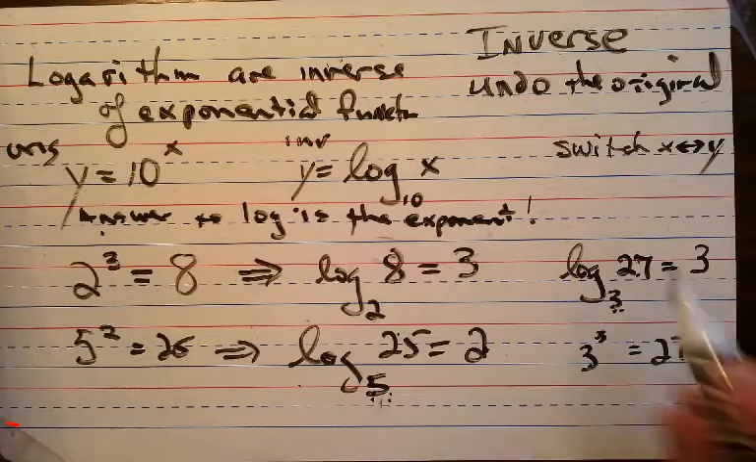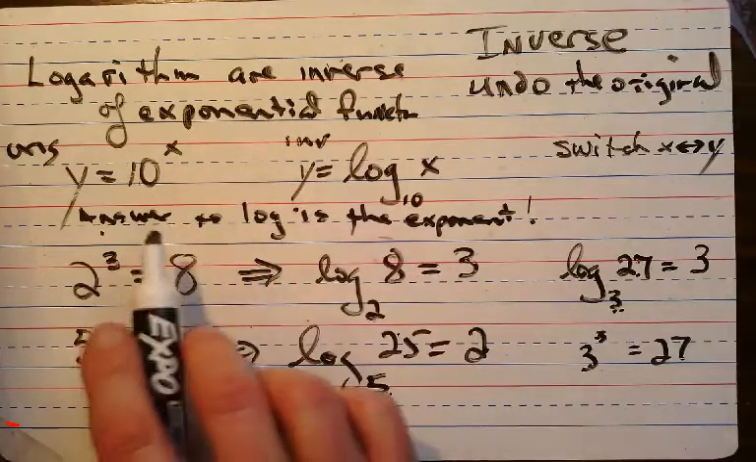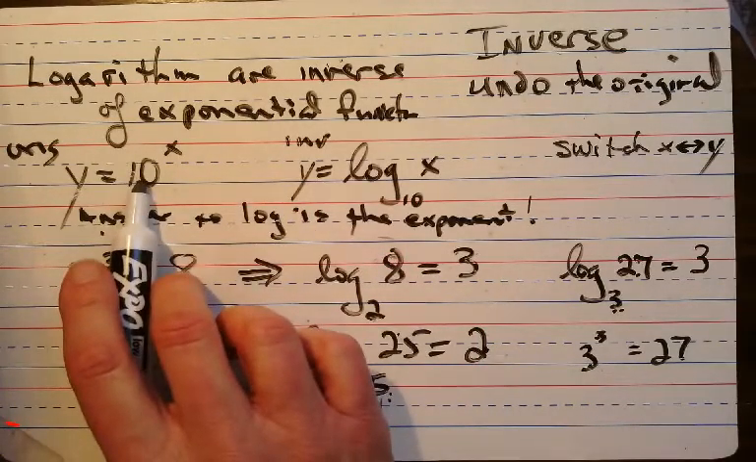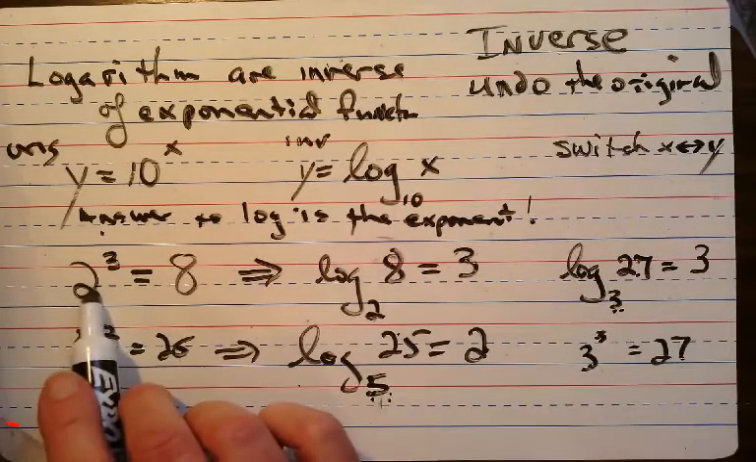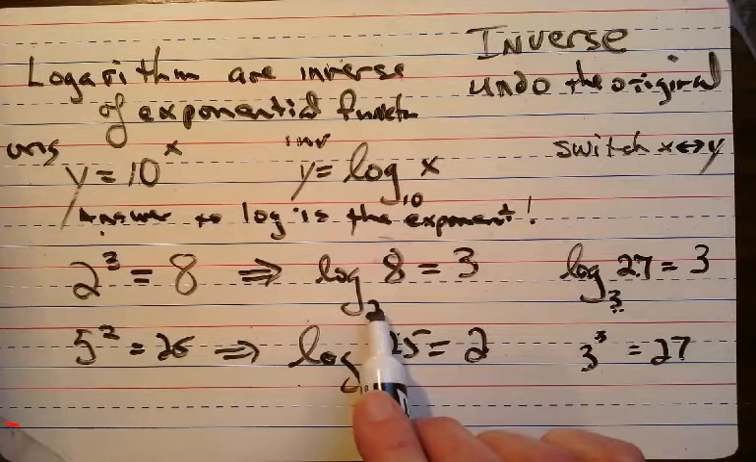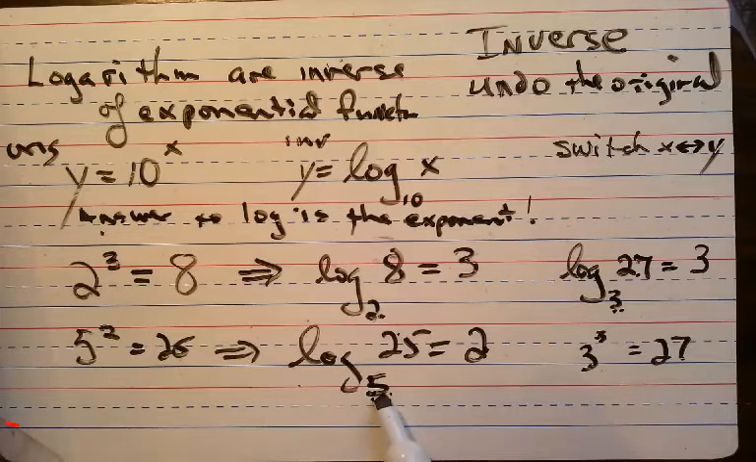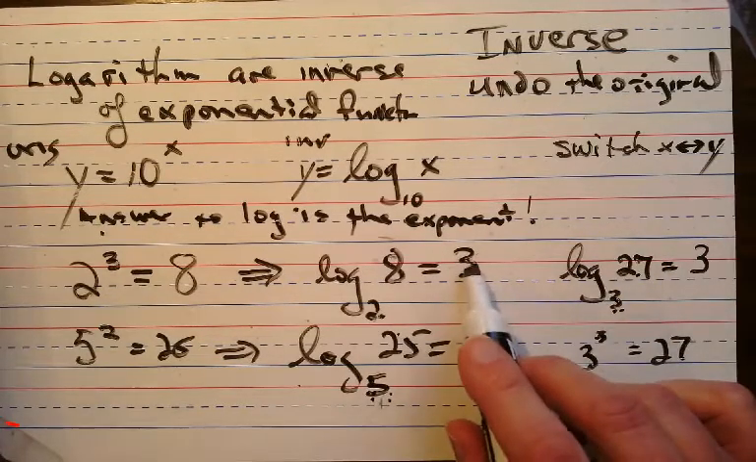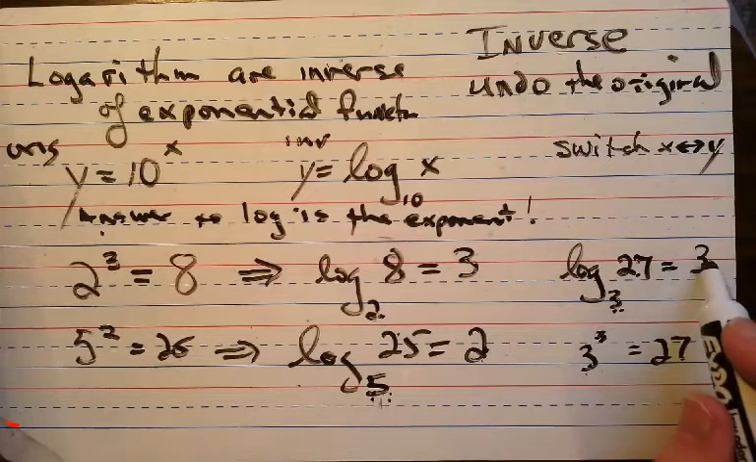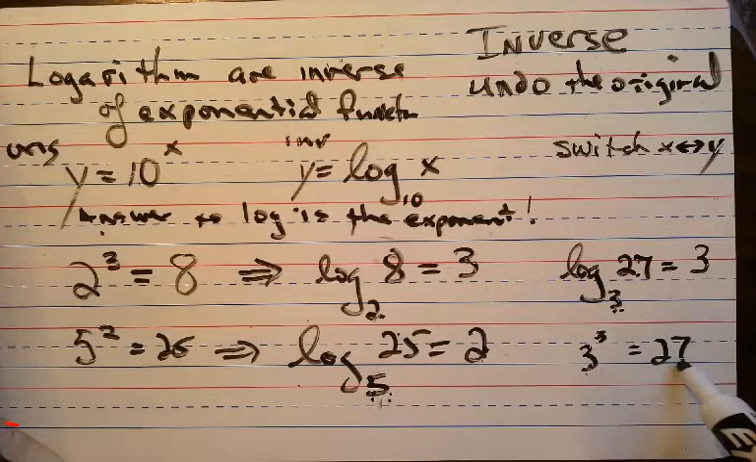Each of these are related. The logarithm is the inverse of the exponential function, so the exponential function and the logarithm are related in this way. If this is the base, it has to be the base of the logarithm as well. If it's the base of the exponent, it has to be the base of the logarithm. Here, 3 is the base of the exponent, 3 is the base of the logarithm. Okay? And then the answer to the logarithm is always the exponent that makes the number here equal this value.